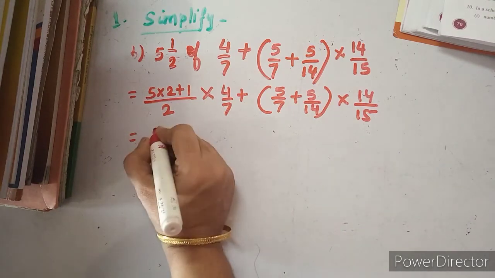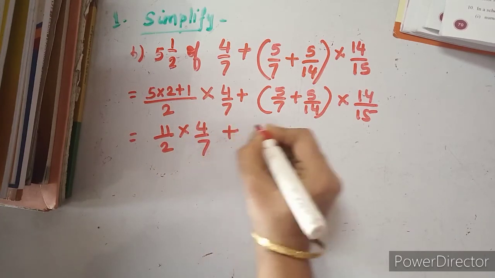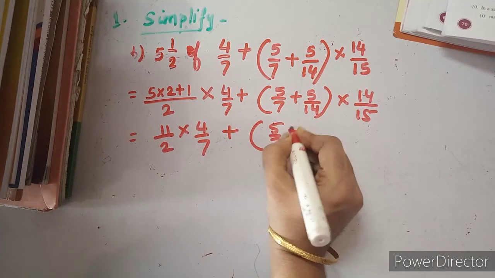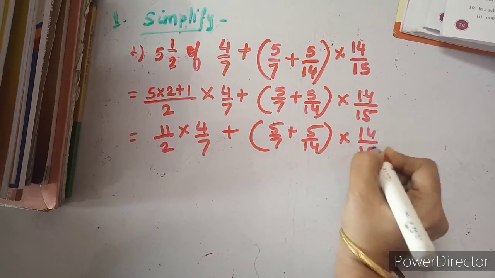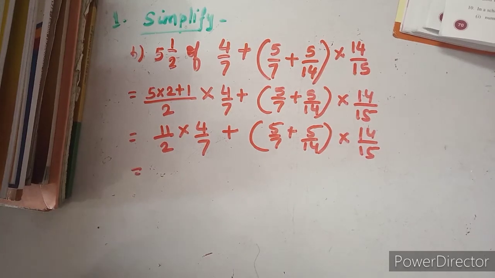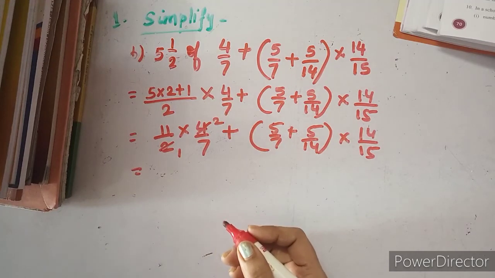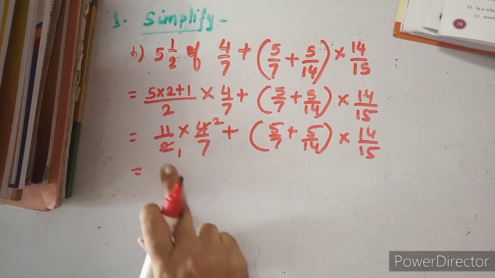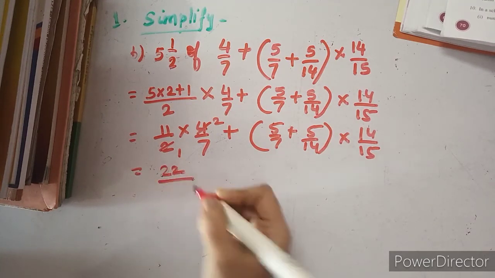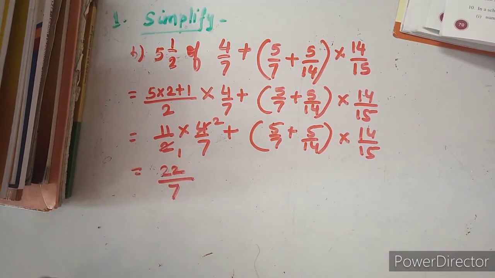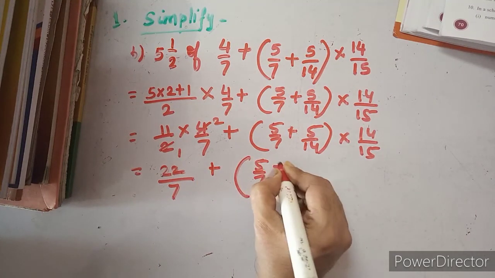Okay, now here you are getting 11 upon 2 multiplied by 4 upon 7 plus 5 upon 7 plus 5 upon 14 into 14 upon 15. Here you need to go for your cancellation part. So you are getting 2 ones are 2, 2 twos are 4. So here you are getting numerator as 22 and denominator as 7. And then you have the bracket with you.